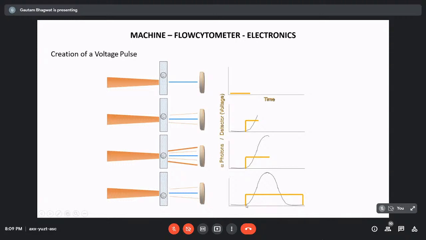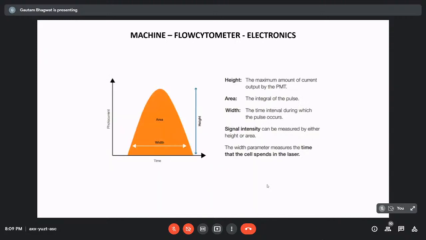This is the time. It started from here and went towards here. This is the maximum intensity of the photons striking the detector. The area under the curve can also give you the same thing. So the width gives you the time, and the height gives you the intensity, or the area gives you the intensity from the PMTs.